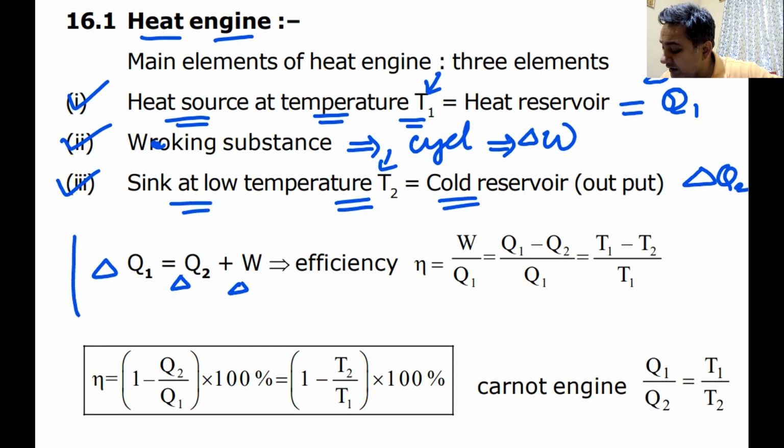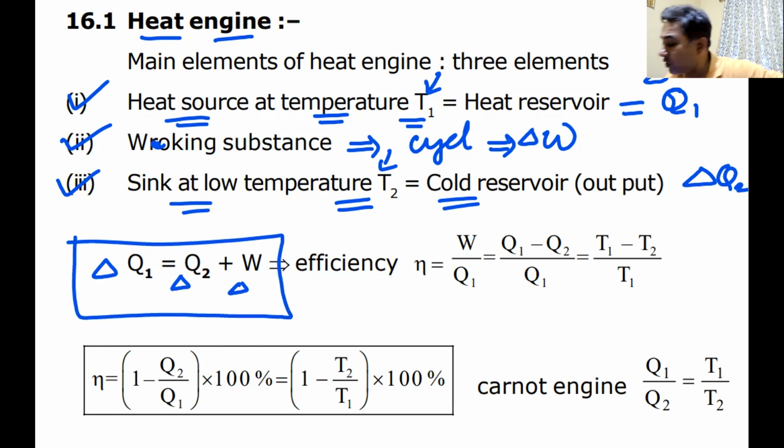If you don't want to write delta, it is okay. This is what you must remember. Whatever heat we are taking, Q1, a part W of it is converted into work, and the rest of the heat is going out. Do we understand this?